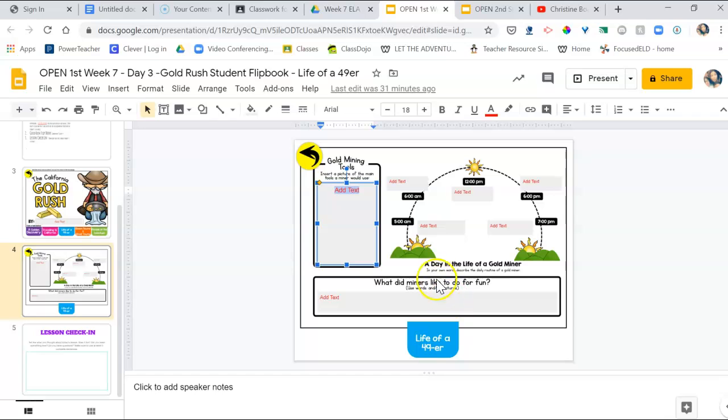Okay, and then this is a day in the life of a gold miner. So what do they do at 5 a.m.? What do they do at 6 a.m.? What do they do at noon? What do they do at 6 p.m.? And what do they do at 7 p.m.? What did miners like to do for fun? Use words or pictures. If you like to add pictures, by all means you can, but you may type out your answers as well. Okay, remember, if you delete, what do you do?